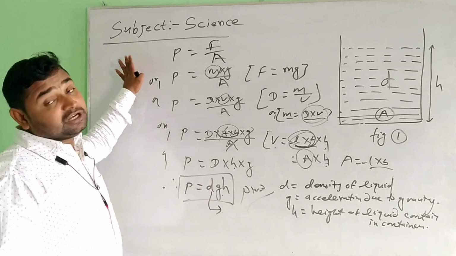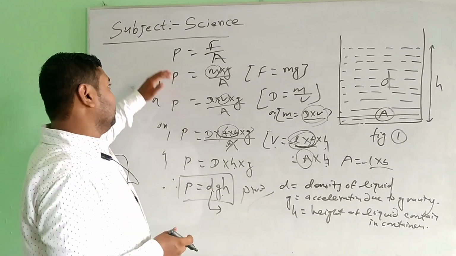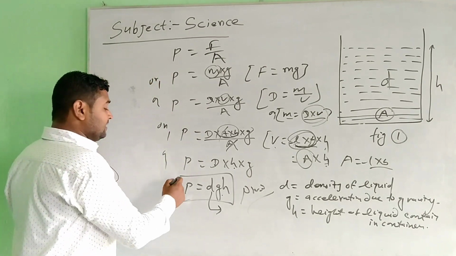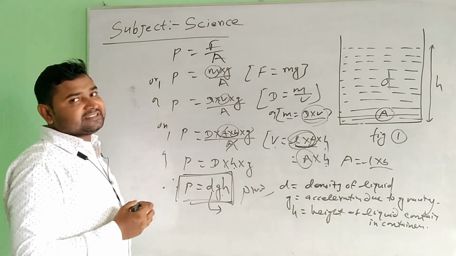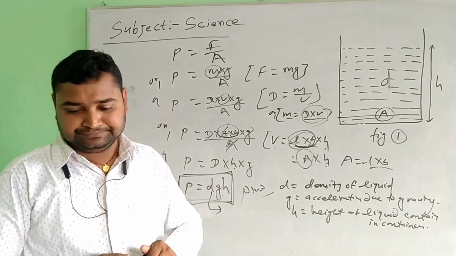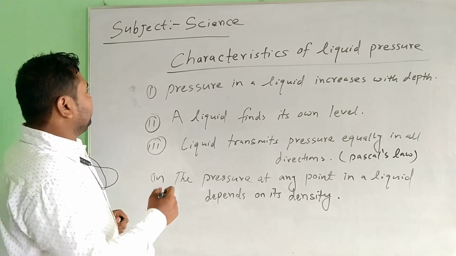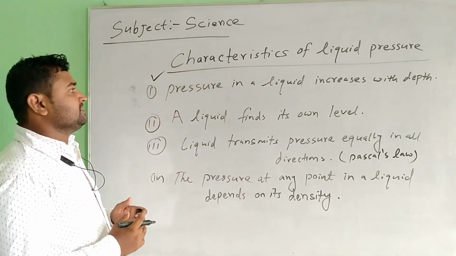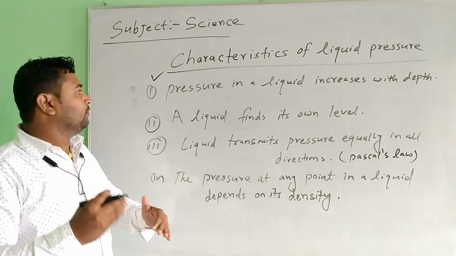Related to this P is equal to DGH, there are several numerical problems related to liquid pressure. You can solve them by using this formula P is equal to DGH. Now we will discuss the characteristics of liquid pressure. There are four characteristics of liquid pressure. Let's separate them one by one.